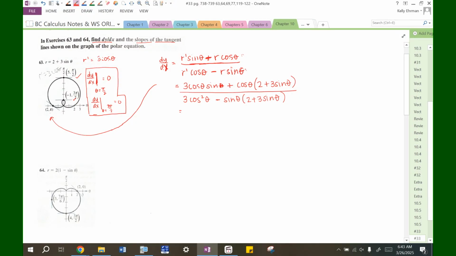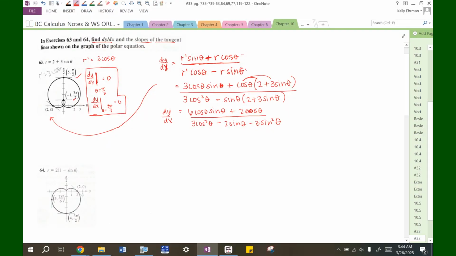I'm not going to simplify this too much, but a little bit. I'm just trying to plug a number into it, so I don't need to go crazy with the simplifying. But if I were to distribute this cosine through, I would have 3 cosine sine plus another 3 sine cosine. So that's 6 cosine theta sine theta, plus a 2 cosine theta. And there's not a lot that simplifies down here: 3 cosine squared theta minus 2 sine theta minus 3 sine squared theta. All right, so that is dy/dx. So find dy/dx, there it is.